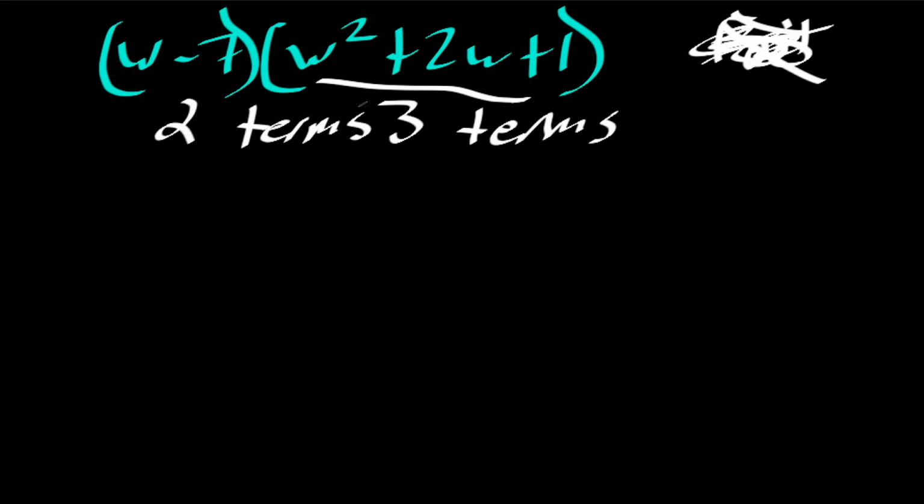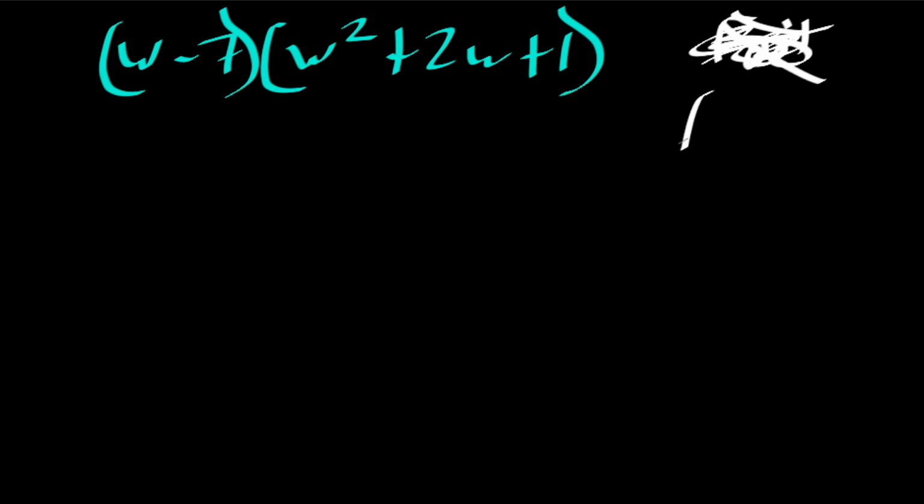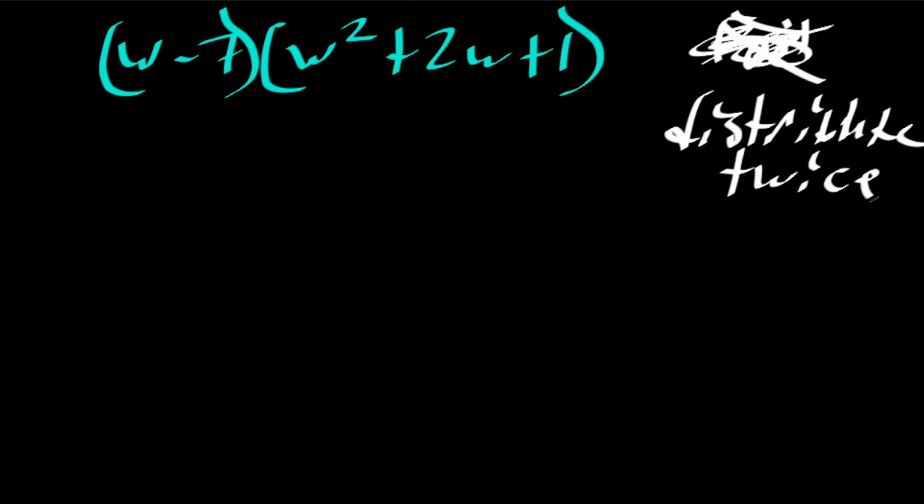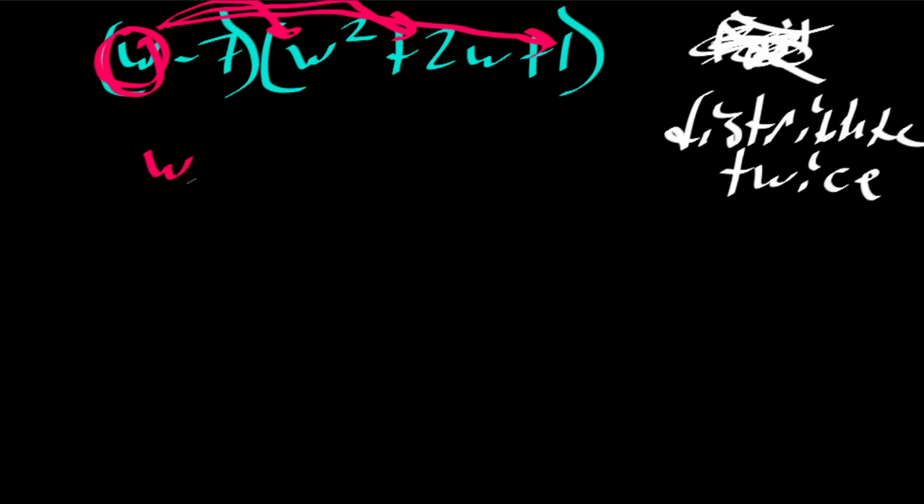So what I can do, once again, I just pretty much referred to it, I'm going to distribute twice. So the first thing I'm going to do is distribute w. I'm going to take w, and I'm going to distribute that to w squared, to w, and to 1. So if I were to write it out, it would look like this. W parentheses w squared plus 2w plus 1.